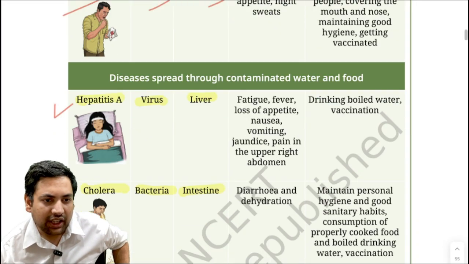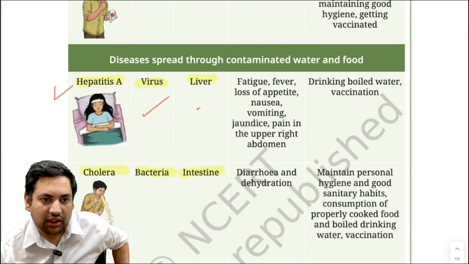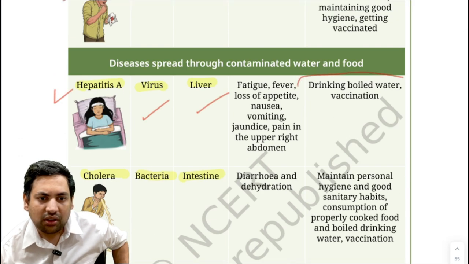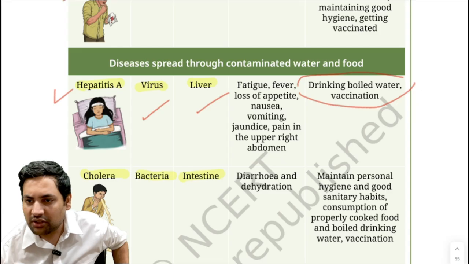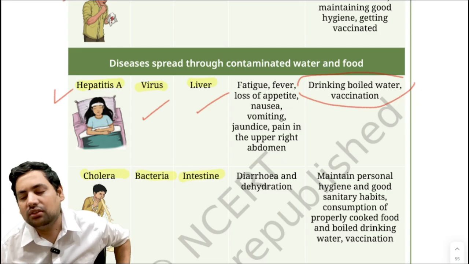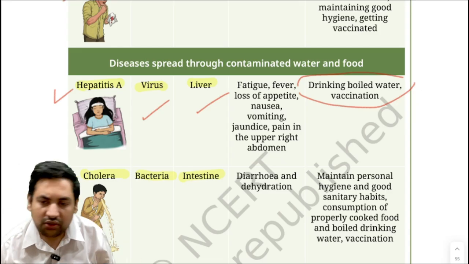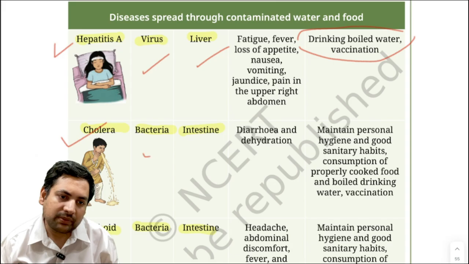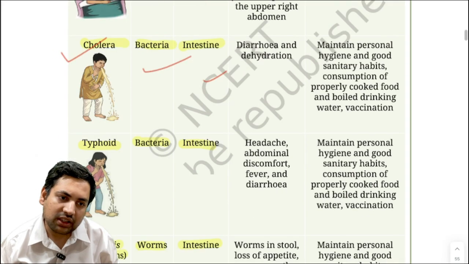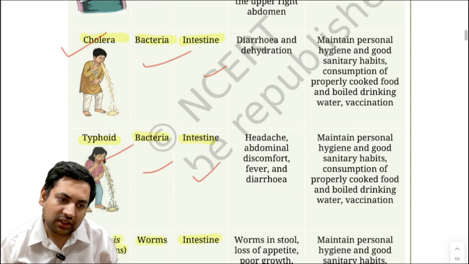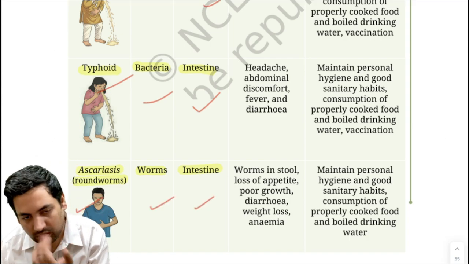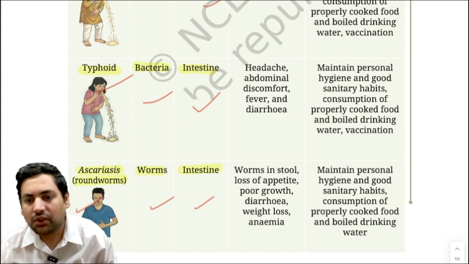Then you have hepatitis A, which is again caused by a virus. It affects the liver. Hepatitis A actually comes from contaminated water and food that you consume. So this is called fecal oral. From that route you get hepatitis A. Then there is cholera caused by bacteria, again affects the intestine. Typhoid: bacteria, intestine. Then roundworms: worms, intestine. So one thing you should know is that of course, from somewhere you can get worms.